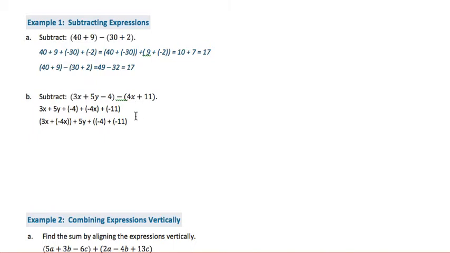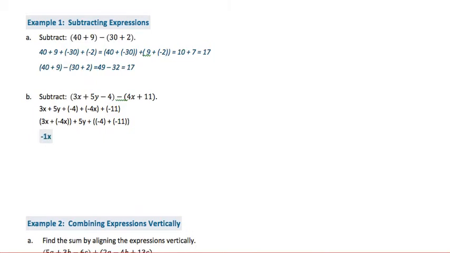So any terms that are the same, we can group together so it'll be easier to see what we're combining. 3x plus negative 4x is negative 1x, or negative x. 5y won't change because there isn't anything to combine it with. And negative 4 plus negative 11 is negative 15. And that is the simplified version.